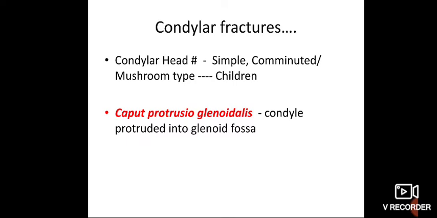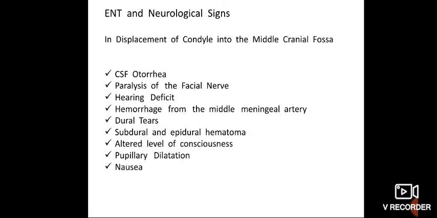The floor or roof of the fossa is formed by the petrous part of the temporal bone, and this being very thin there, with the force being more, the condyle, the entire condyle, either unilaterally or bilaterally, can penetrate into the middle cranial fossa. These things have occurred, and it is being reported. More than 24 to 26 cases have been reported as of now in the literature. So there is a condition called caput protrusio glenoidalis, where the condyle has protruded into the glenoid fossa.